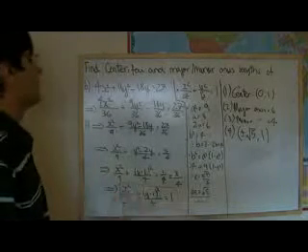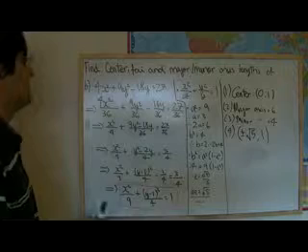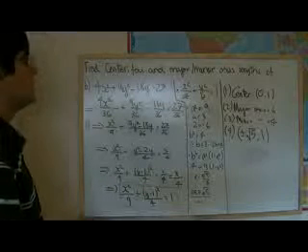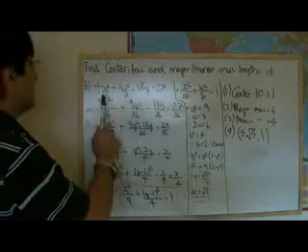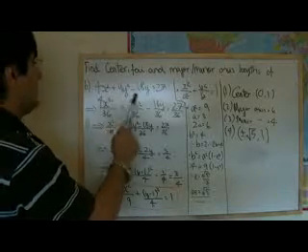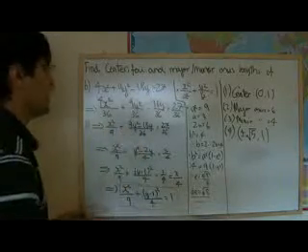Now we're going to do another ellipse problem. We've got to find the center, foci, and the lengths of the major and minor axes of this ellipse: 4x squared plus 9y squared minus 18y equals 27.